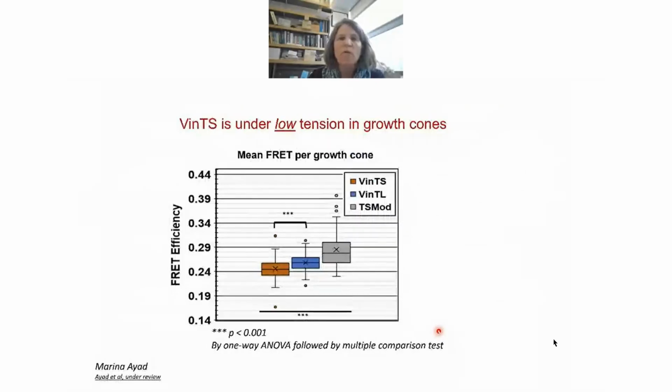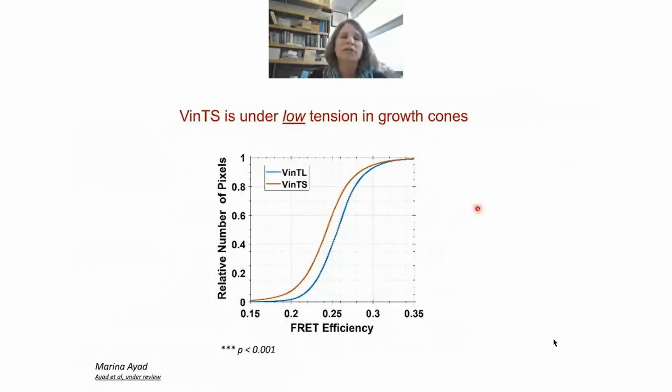When we looked at the pixels of these growth cones and plotted a cumulative distribution function of all the pixels in the neurons expressing VinTS and VinTL, we found that the histogram of the VinTS expressing pixels is shifted to the left. This indicates that there's some level of tension that is different in the growth cones expressing VinTS compared to VinTL, which is our negative control. This change is very small. However, it was statistically significant.